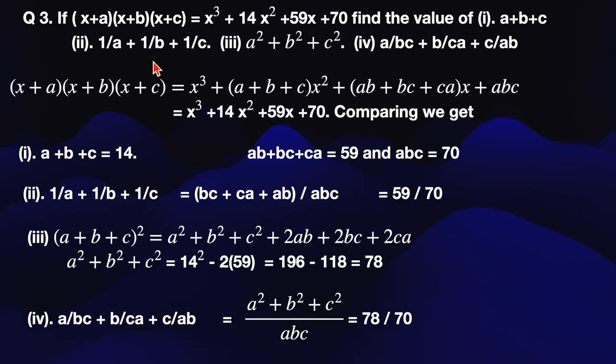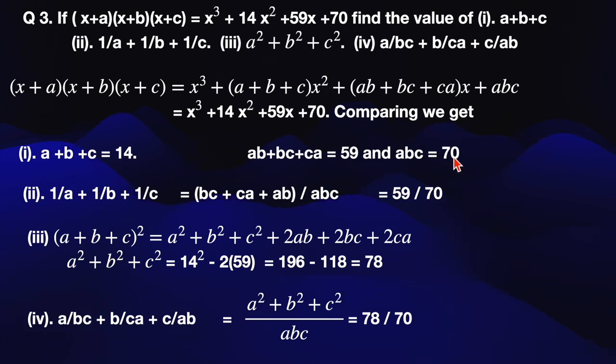Second is find 1 upon a plus 1 upon b plus 1 upon c. First do the LCM and write it down like this. Now AB plus BC plus CA is the coefficient of x, that is 59. So put 59 here. A into B into C is the constant term, 70. So this is the coefficient of x, 59. This is the constant ABC, 70. So substitute here, you will get the answer.